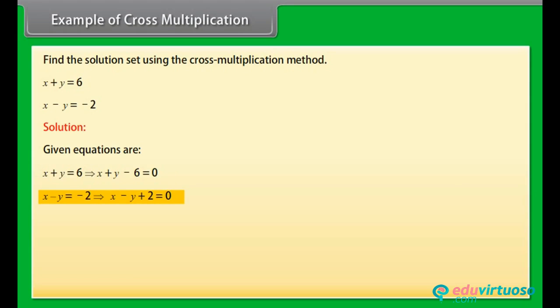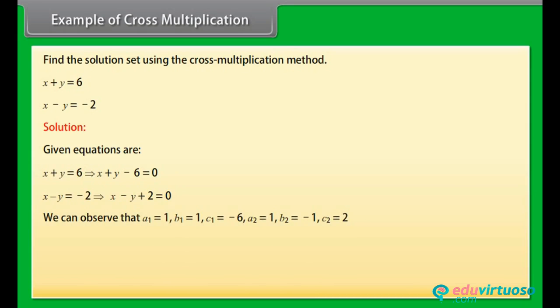X minus y is equal to minus 2. It implies x minus y plus 2 is equal to 0. We can observe that a1 is equal to 1, b1 is equal to 1, c1 is equal to minus 6, a2 is equal to 1, b2 is equal to minus 1, c2 is equal to 2.